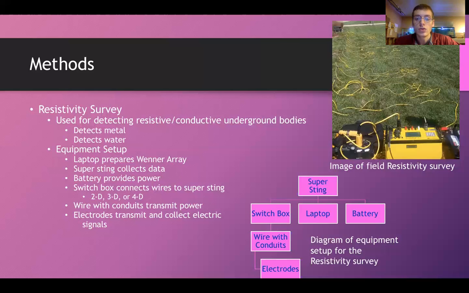Certain electrodes will turn on. For example, some of these down here would turn on, and some of these at the end would receive the signal that these ones would send. So these would turn on, sending a signal. That signal would travel through underground bodies and would be received by these back here. These would send data back into the machine and tell us how resistive the underground bodies are.